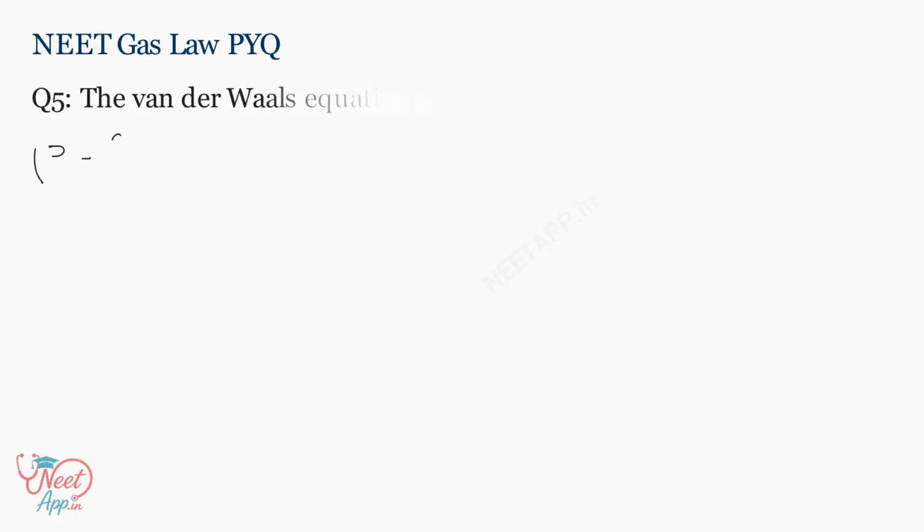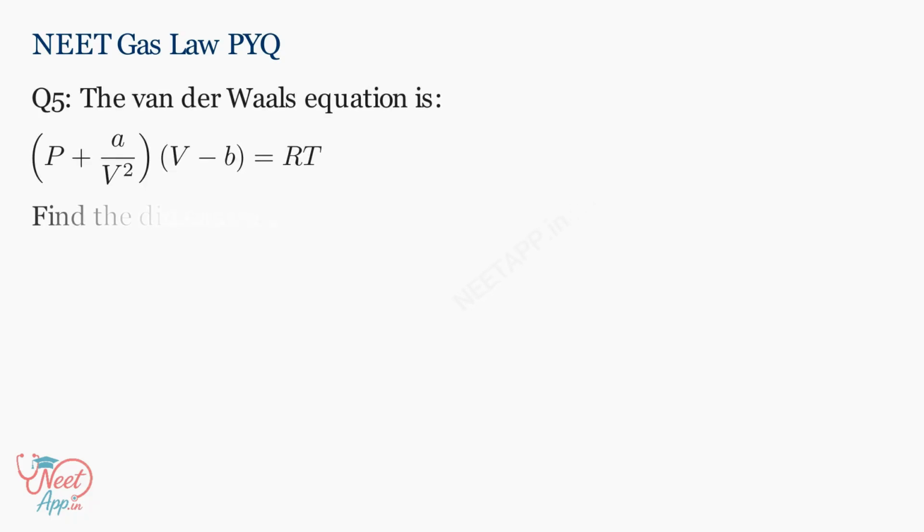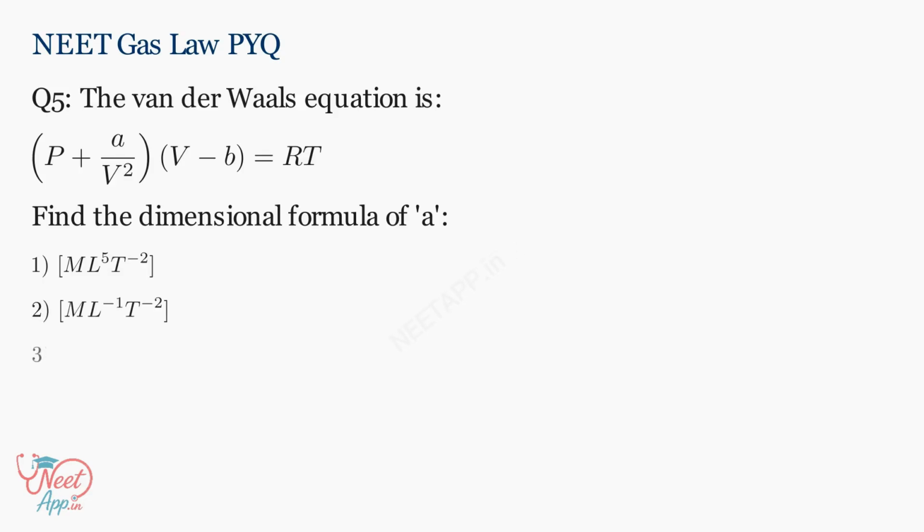Question 5. This is perhaps the most famous application of the homogeneity principle in the entire NTA syllabus, the real gas van der Waals equation. We are given (P plus a over V squared) multiplied by (V minus b) equals RT. The question asks for the dimensional formula of the constant a.